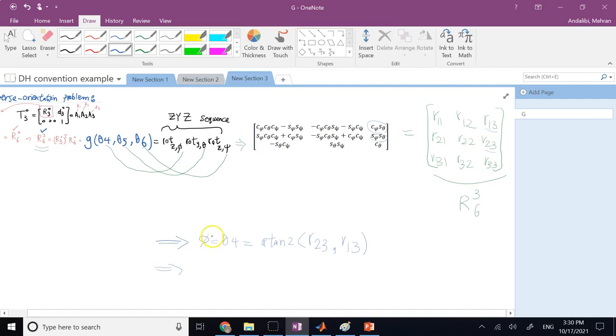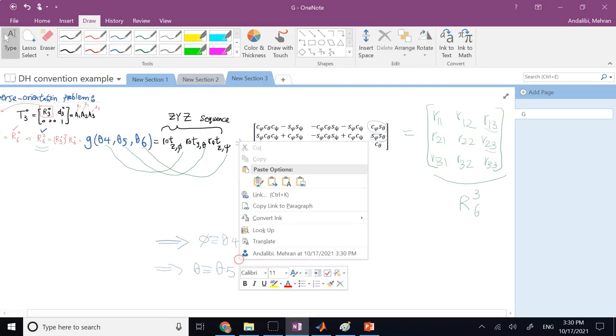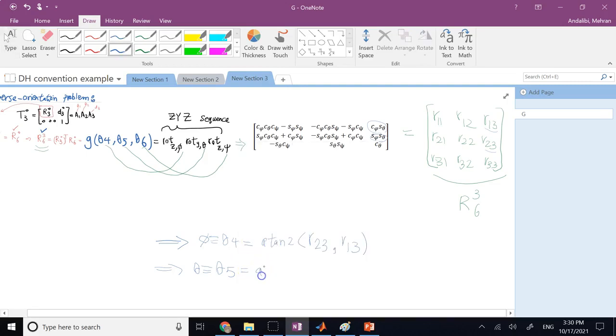Then your middle angle theta, which in this case is theta number 5, comes basically from the square root of these two, which give you sine theta and then cosine theta. So this is going to be arc tangent 2 of plus and minus the square root of these two guys squared. That gives you sine theta, plus or minus, and then cosine theta, which is R33.